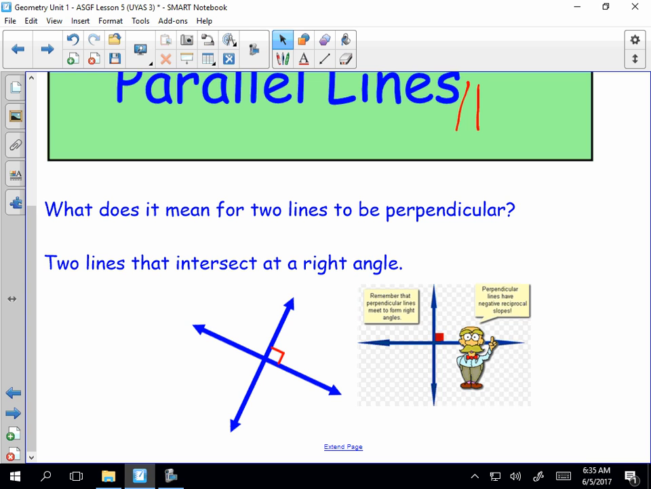Now, what does it mean for two lines to be perpendicular? They need to intersect at a 90-degree angle. So when we look at perpendicular lines, we're going to talk about, it's kind of small over here, we can see that opposite reciprocal or negative reciprocal slope.